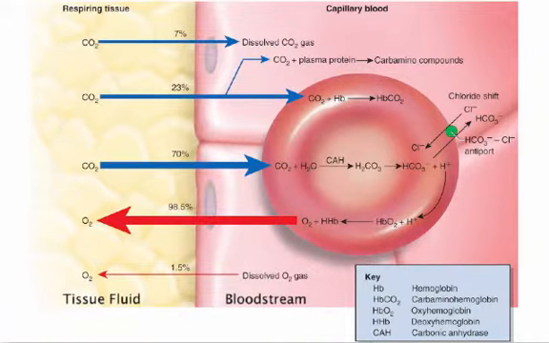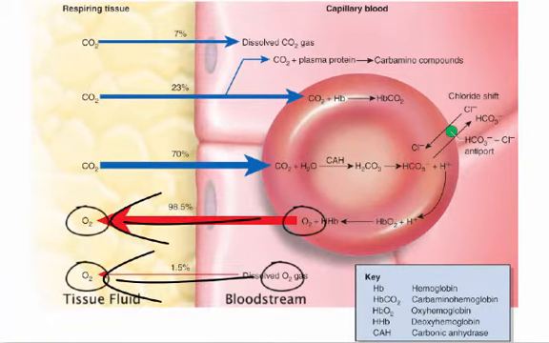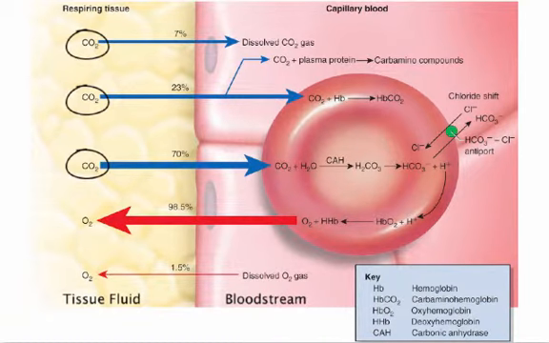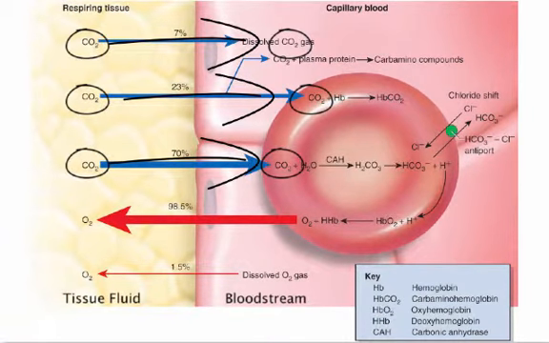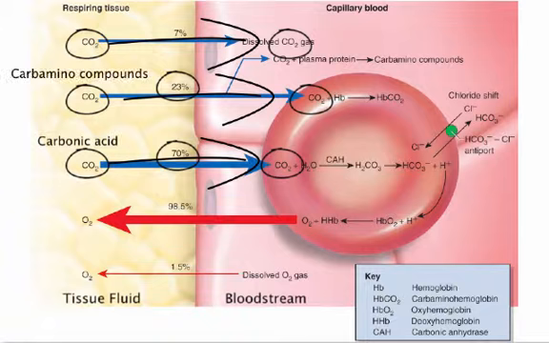In systemic gas exchange, oxygen is loaded from the blood into the tissues in order to provide the cells with oxygen. Meanwhile, carbon dioxide, which is a waste product of cellular respiration, is loaded from the tissues into the bloodstream. Notice that of the carbon dioxide that's actually exchanged between the tissue fluid and the bloodstream, 70% comes from carbonic acid, 23% from carbamino compounds, and 7% from dissolved gas.